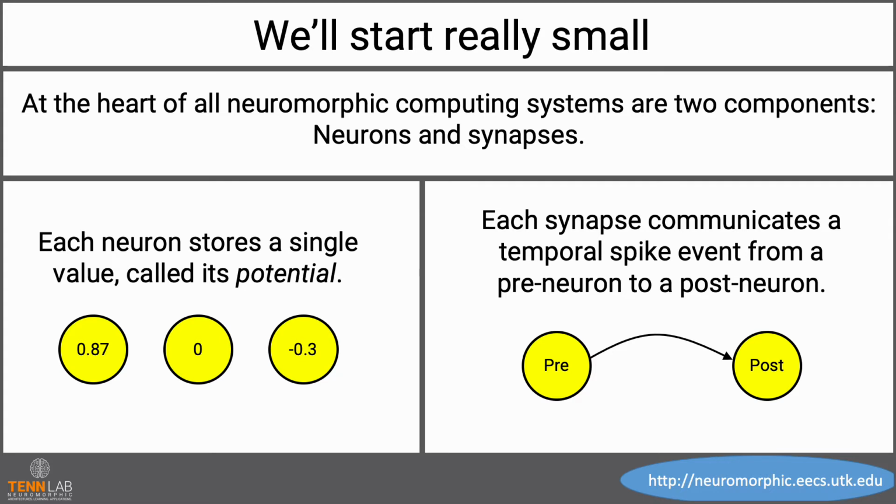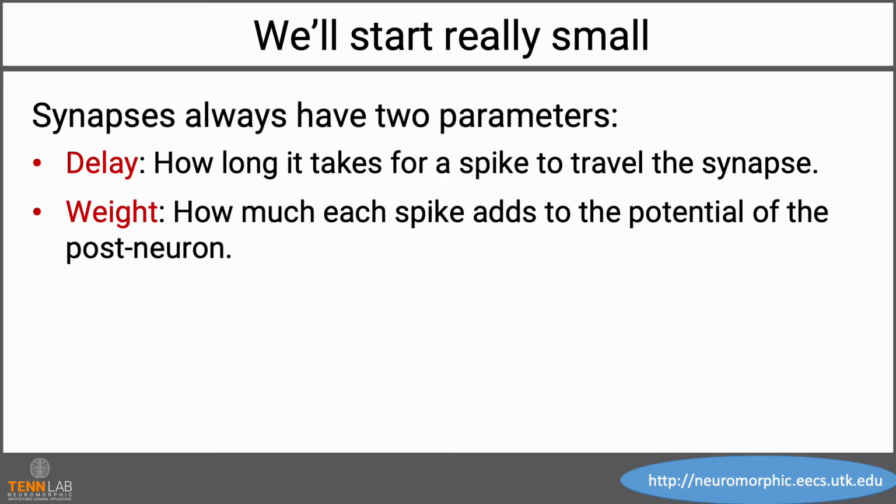And each synapse is like an edge on a graph, and a synapse communicates a temporal spike event from a pre-neuron to a post-neuron. So there's the spike that comes out of the pre-neuron, and then it travels in time along the synapse until it arrives at the post-neuron. Synapses always have 2 parameters. First is delay, which is how long it takes in time, maybe simulated time, for the spike to go from the pre-neuron to the post-neuron. And weight is how much value does the spike add to the action potential of the post-neuron when it arrives.